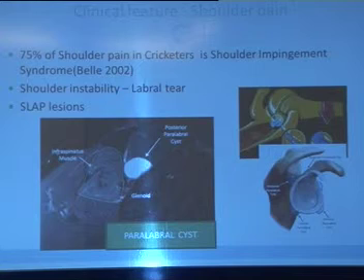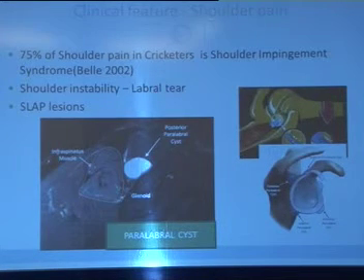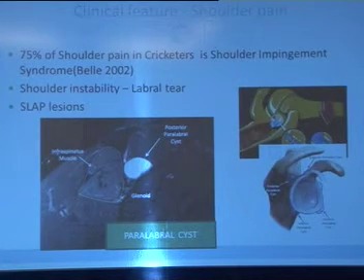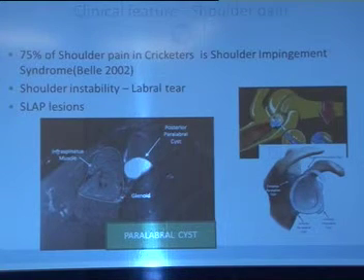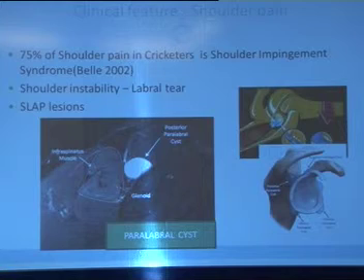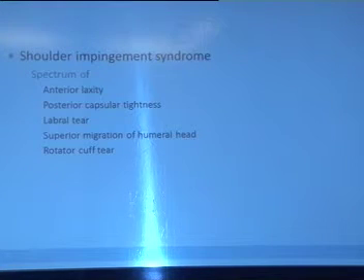So what do we see clinically in these patients? A lot of patients come with shoulder pain. The majority of them have shoulder pain due to shoulder impingement as a result of posterior superior impingement. And occasionally we see labral tears and SLAP lesions. I have seen some cases of paralabral cyst also. And shoulder impingement syndrome is part of the same spectrum of anterior laxity, posterior capsular tightness, labral tear, migration of the humeral head and rotator cuff tear.